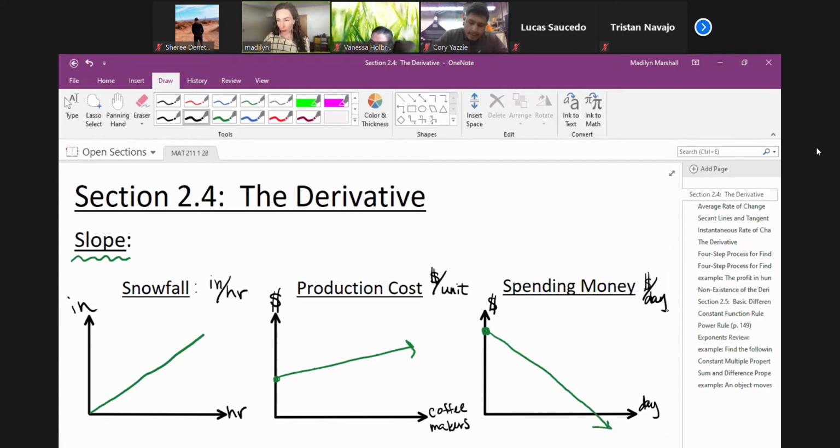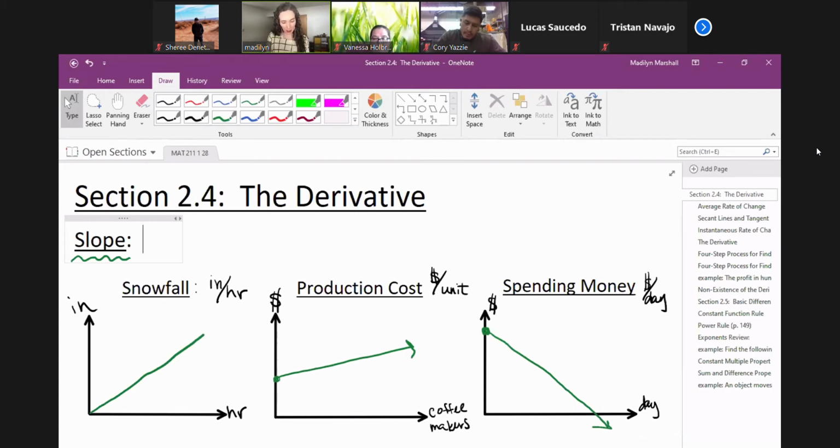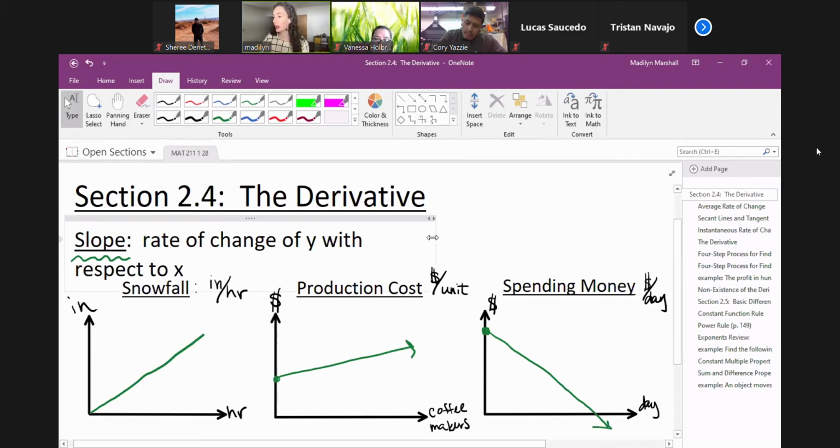So slope, really, if we think about it in any context of an application that's not just y equals mx plus b, it's always some rate of change. It's the rate of change of y with respect to x, whatever our y and x are.